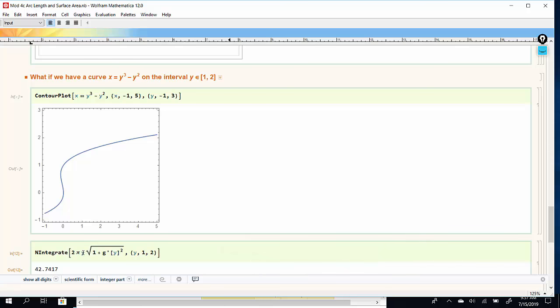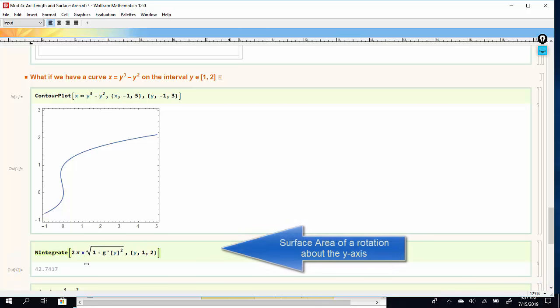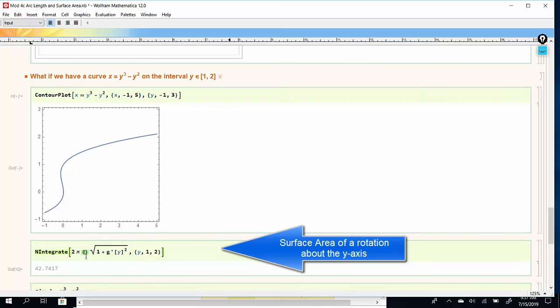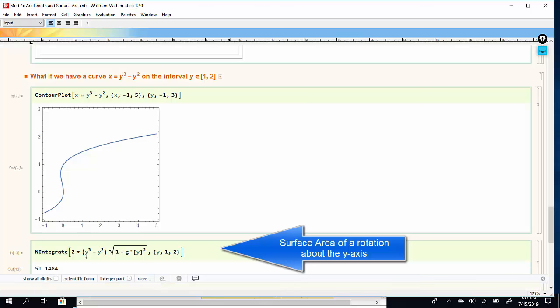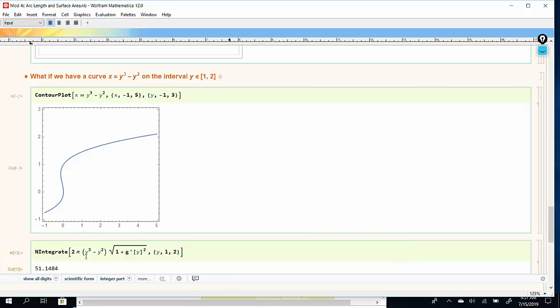What if I rotated about the y-axis? In that case, my radius would be the horizontal distance, the distance from the y-axis over to my curve. However, my ds expression is a function of y, so that means I need my x to be a function of y. So I'd have to replace my x expression with y cubed minus y squared, the representation of x in terms of y. I'd evaluate this, and this would be that surface area if I rotated about the y-axis.